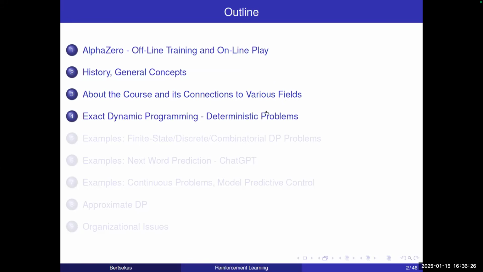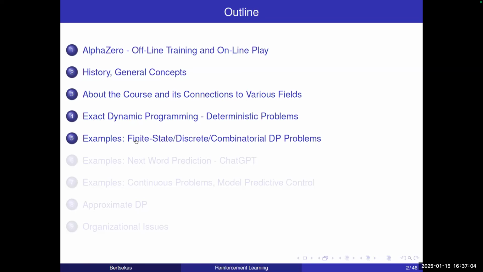Then we're going to take a break for 15 minutes. We're going to be doing that in every lecture. And Yuchao is going to take over and talk about some of the technical content of the course, in particular, exact dynamic programming. Dynamic programming is at the foundations of reinforcement learning. So we're going to cover dynamic programming and approximate dynamic programming as a way to get to hardcore reinforcement learning methodology. And in this lecture, we're going to focus on deterministic problems where there's no uncertainty.